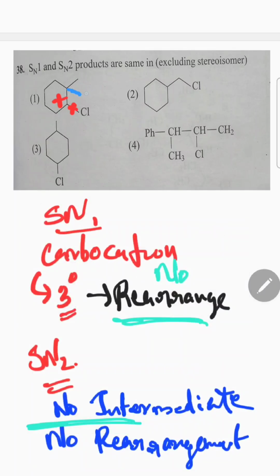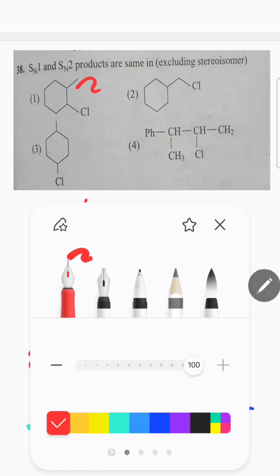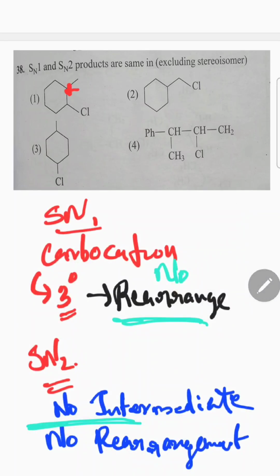Take one hydrogen from here. There was a hydrogen here. Take that hydrogen to this position. At that time, here it will become plus charge. So it's a tertiary carbocation. So rearrangement is happening there.